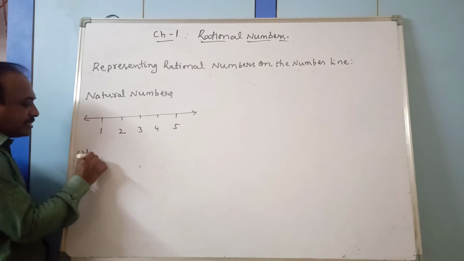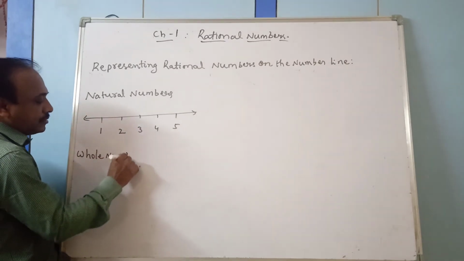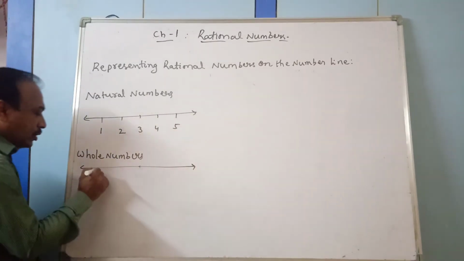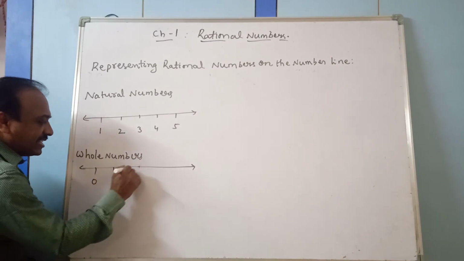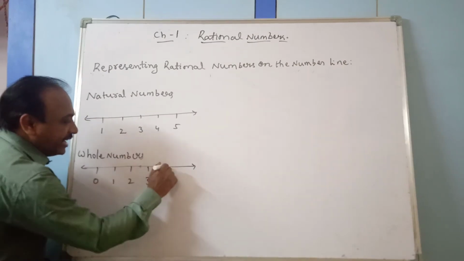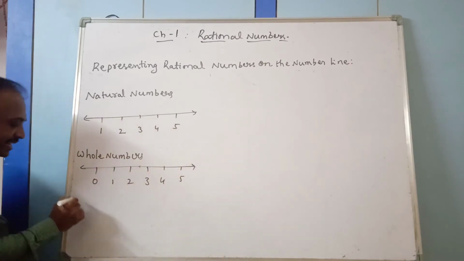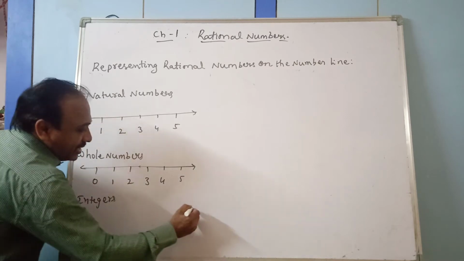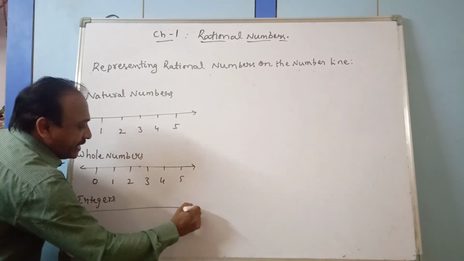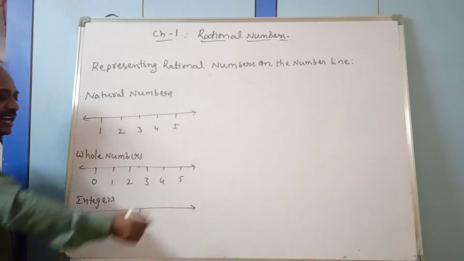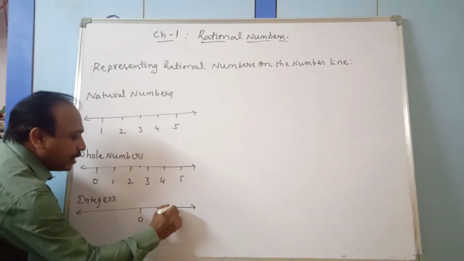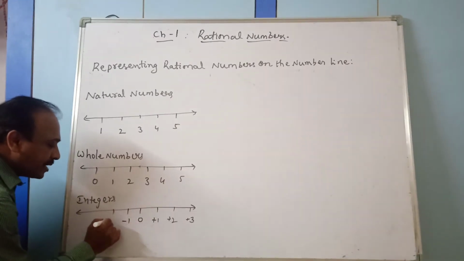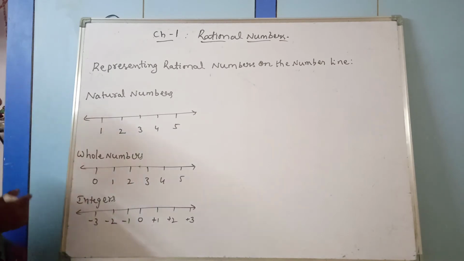Next, whole numbers. Whole numbers start from 0, 1, 2, 3 like this. So first number is 0, then equal distance you must maintain: 2, 3, 4, 5. Then integers, equal space. Integers means positive and negative numbers will be there. Between them 0 will be there. Right side if you move, positive numbers: plus 1, plus 2, plus 3. Then left side if you move, minus 1, minus 2, minus 3. These are integers.